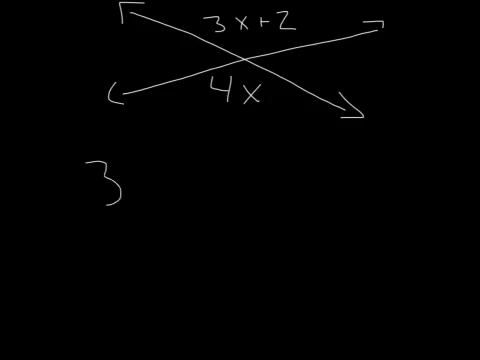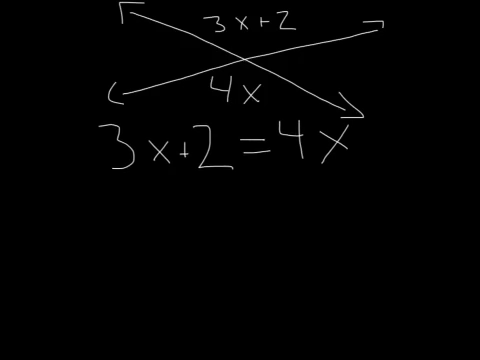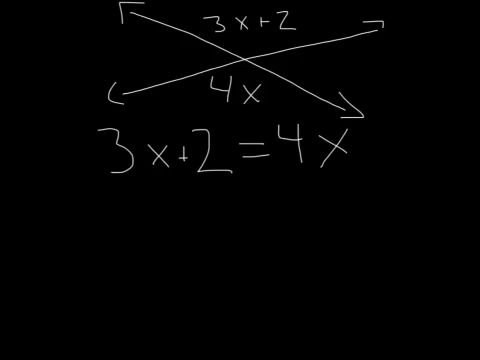So I can say 3x plus 2 is going to equal, because they're vertical angles, they're congruent, they're going to equal each other. 3x plus 2 equals 4x. And from there I've got myself an equation which I can solve. I can subtract my 3x from both sides. That'll give me 2 equals x, and I've got my answer.